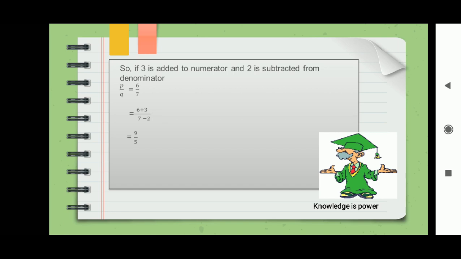So if 3 is added to the numerator and 2 is subtracted from the denominator, P over Q is 6 over 7, so (6 plus 3) over (7 minus 2). So that is 9 over 5. Thank you.